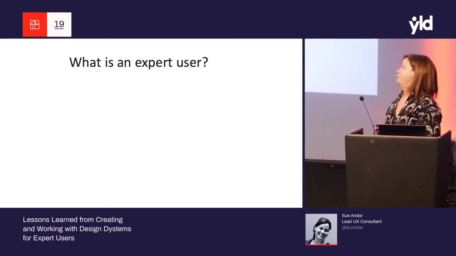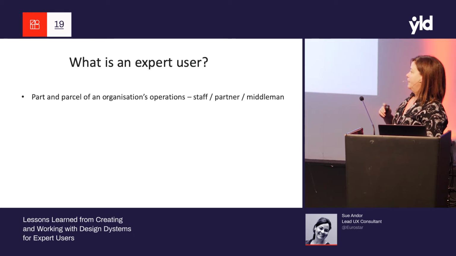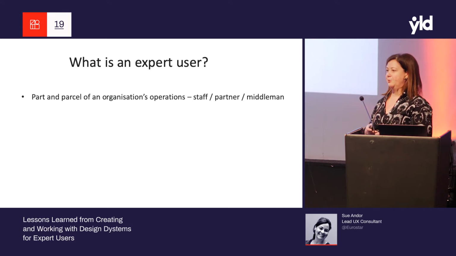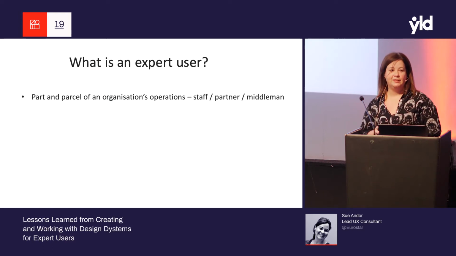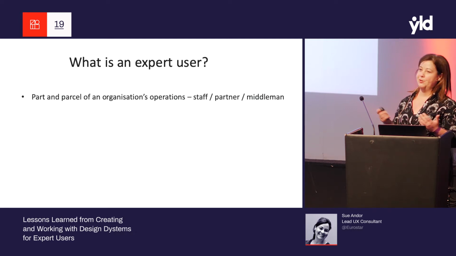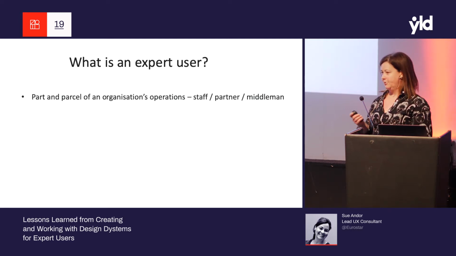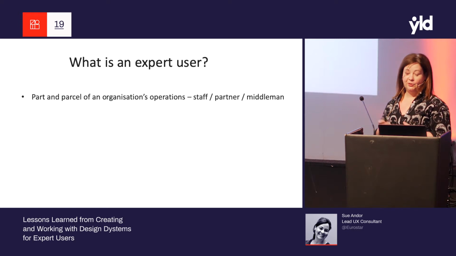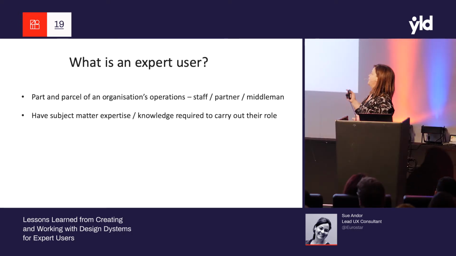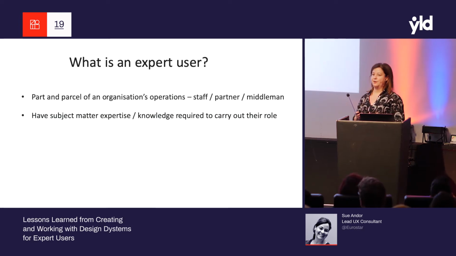So what do I mean by an expert user? Well, an expert user is part and parcel of an organization's operations in some way. Usually that means they're going to be internal staff, but they may also be a partner. That could be a restaurant in a food delivery business such as Deliveroo, or a middleman, perhaps a travel agent who's able to sell tickets on Eurostar's behalf. They'll have some subject matter expertise and knowledge to carry out their role.